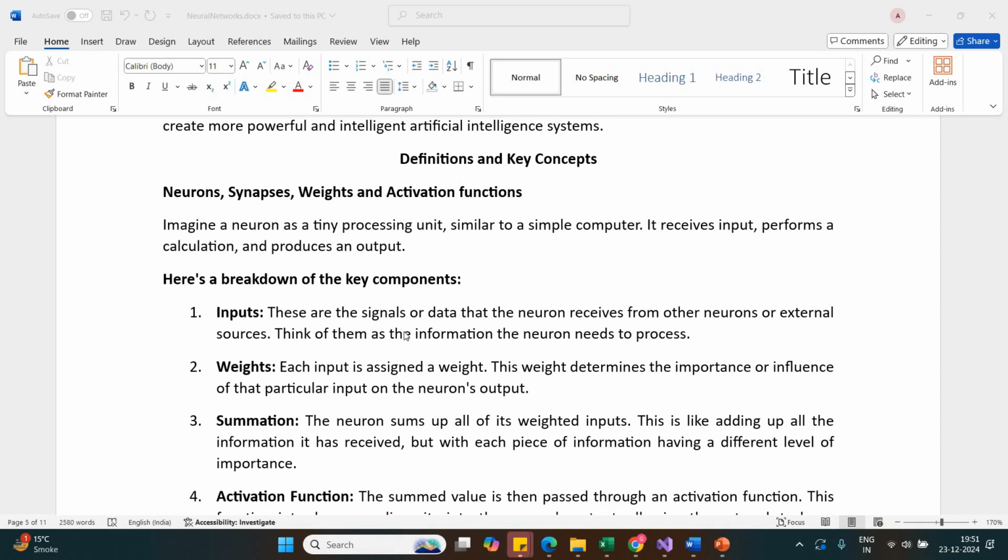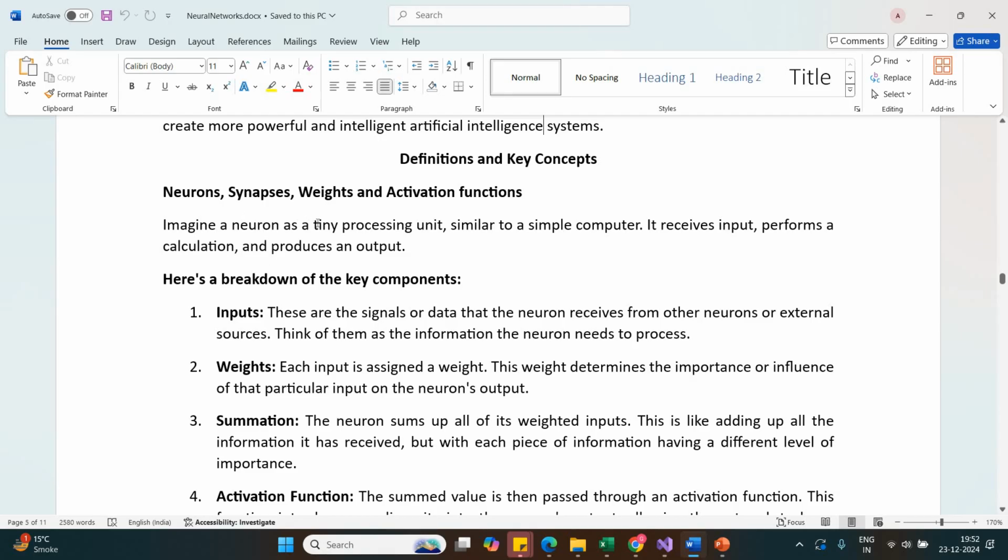Hello and welcome back. So in this video, we are going to understand a few of the key concepts and some of the definitions related to the neural network. First of all, we are going to define all these things in this video: neurons, synapses, weights, and activation functions. So let's see what is a neuron.